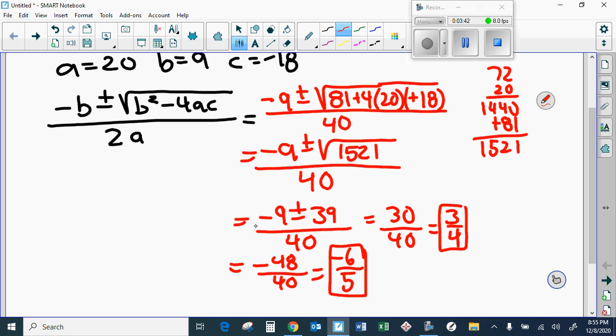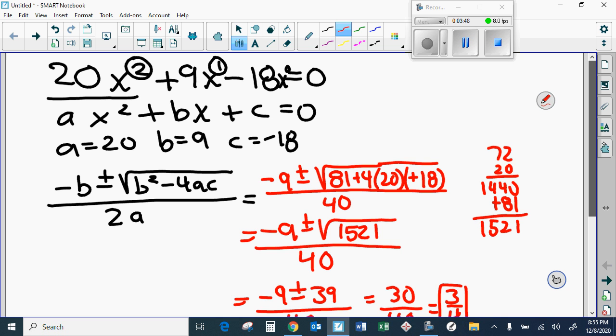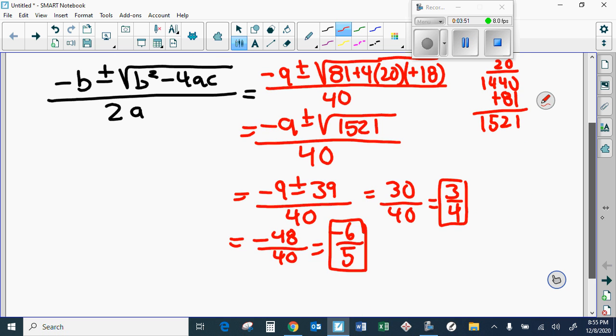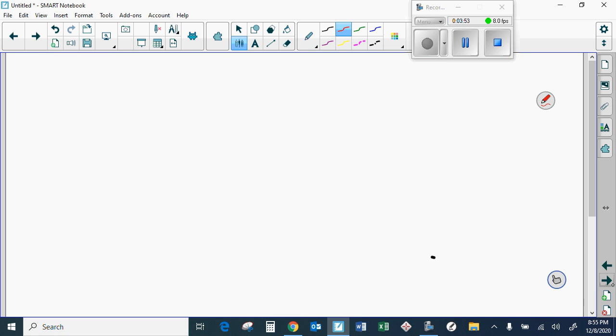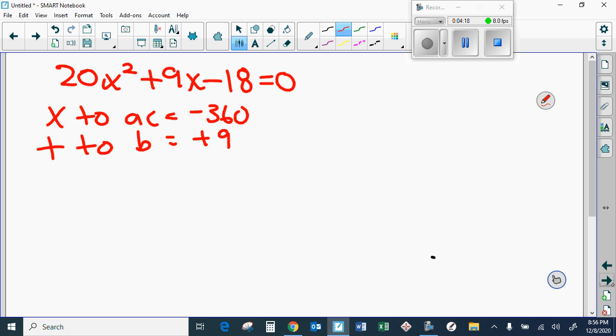Okay, now I'm going to do it by factoring. So let me go ahead and write 20x squared plus 9x minus 18. Let's go ahead and do it on the next page. 20x squared plus 9x minus 18 equals 0. So remember, the first thing is it has to multiply to whatever a times c is. A times c, 20 times negative 18 is negative 360. And it must add to b, the middle term, which is positive 9. Go ahead and put your positive sign there so you make sure you count the right two numbers.